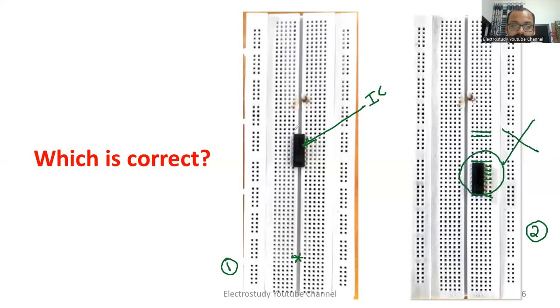These are my left side legs. These are my right side. Left side you can connect at one portion of the center part. Then right side also you can connect to the other portion of the center part like this. If you do like this, nothing will happen. Correct, no? IC will be connected in this fashion.